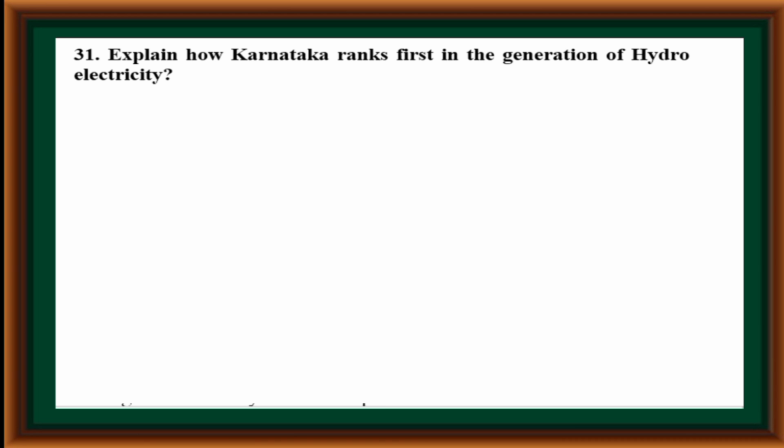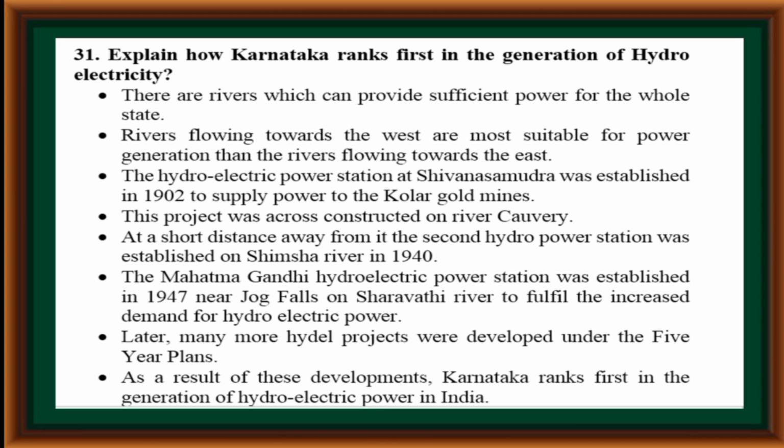Explain how Karnataka ranks first in the generation of hydroelectricity. There are rivers which can provide sufficient power for the whole state. Rivers flowing towards the west are more suitable for power generation than the rivers flowing towards the east.